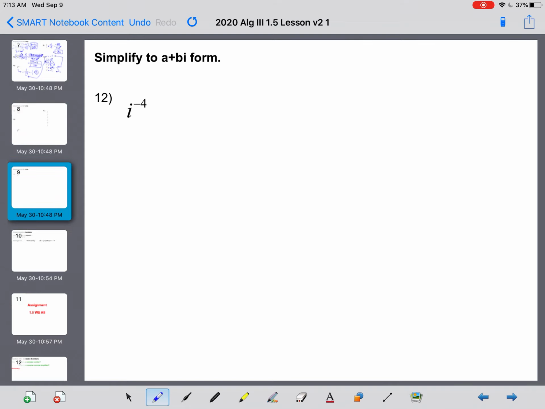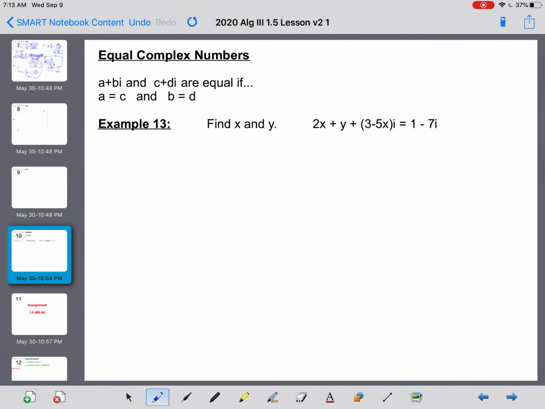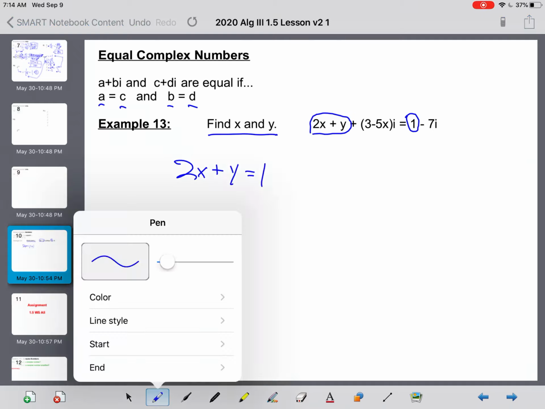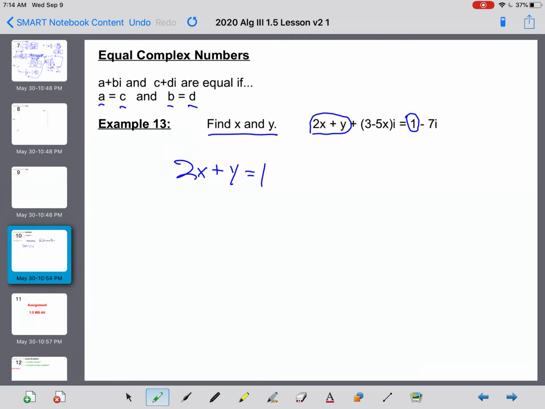Alrighty. Almost done here. I guess I got those done, these done, that done. Okay. Last part here: if two complex numbers are equal, then their real parts have to be equal, and their imaginary parts have to be equal, or their coefficients here. So in here, finding x and y, here is my real part, and that's got to equal that. So off to the side, I'm going to say 2x plus y equals 1. Here is my imaginary coefficient. That's got to be the same as this guy. So 3 minus 5x equals negative 7.